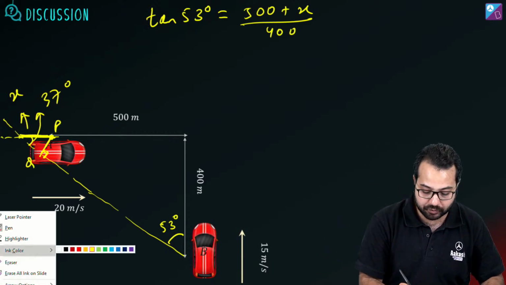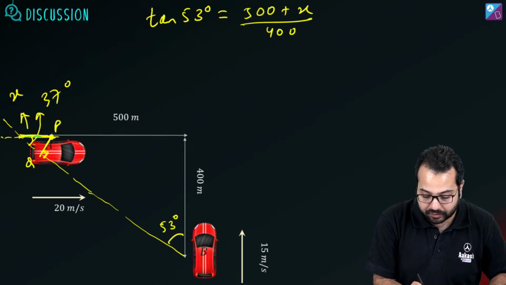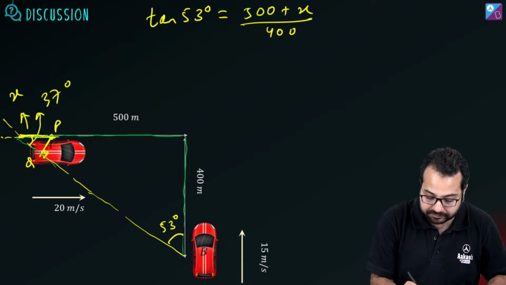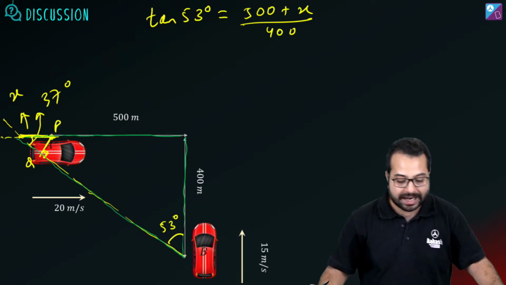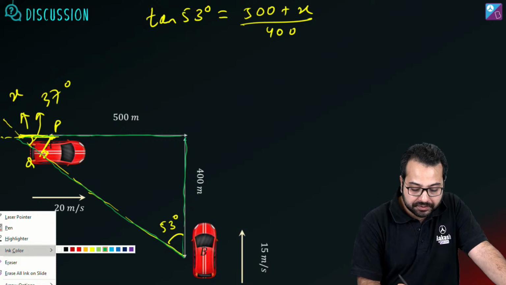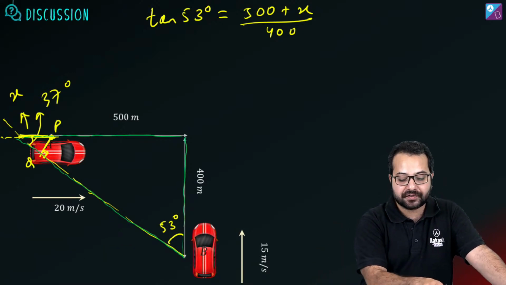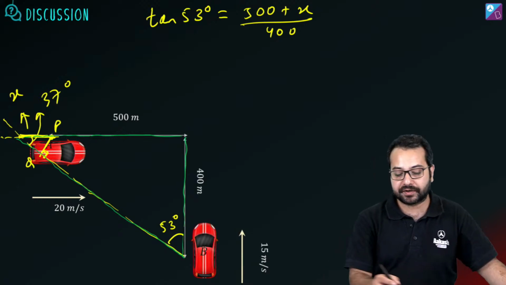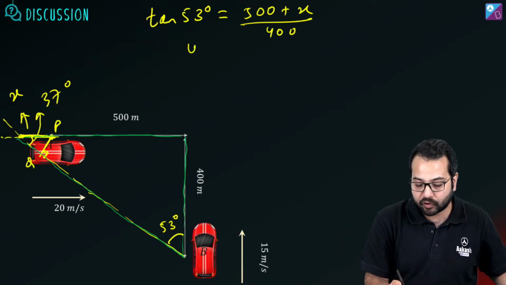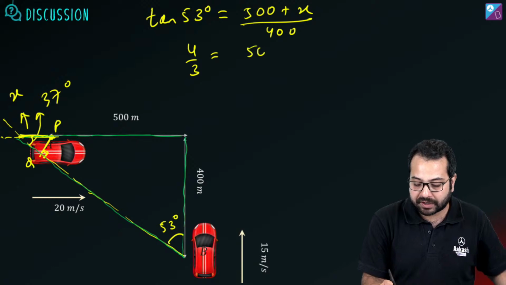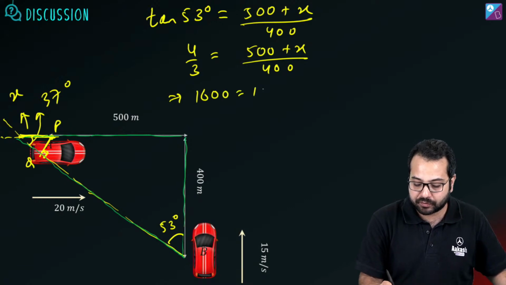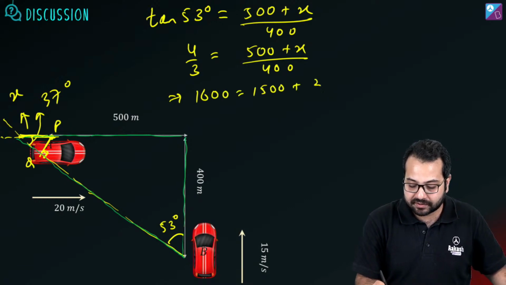Let me draw that for you if you are not able to see that. Just concentrate on this larger triangle. So tan 53 degree would be equal to what? Tan 53 degree will be equal to 500 plus X divided by 400. So this is 4 upon 3, equal to 500 plus X divided by 400. So this becomes 1600 is equal to 1500 plus 3x.